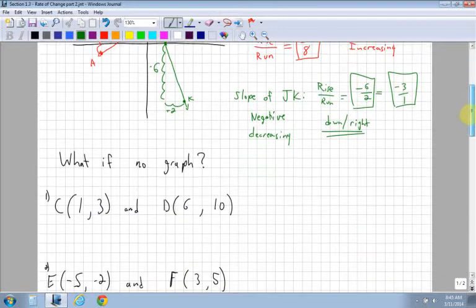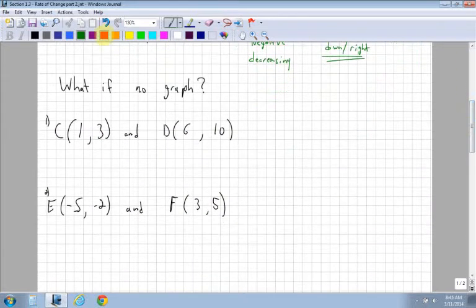So what happens if there's no graph? What happens if we're just given 2 points here? Well, you have to remember that my first term is my x, and my second one is my y. My first term is my x, second one is my y.